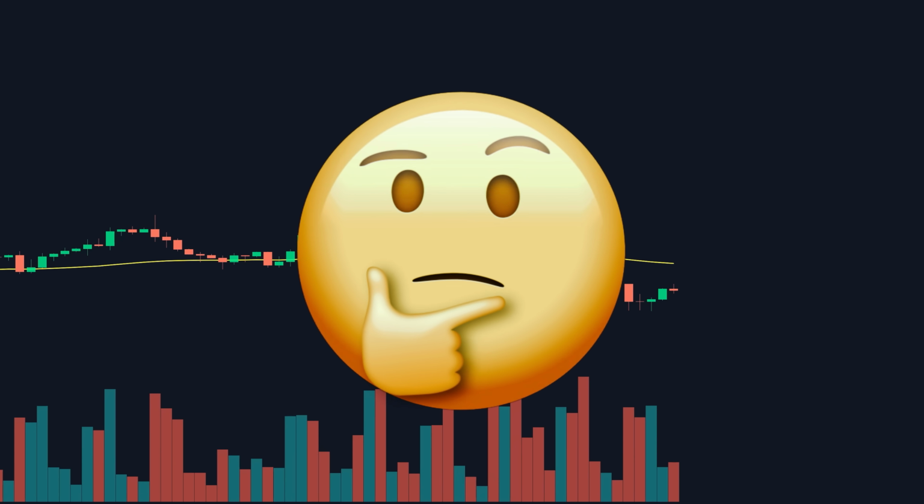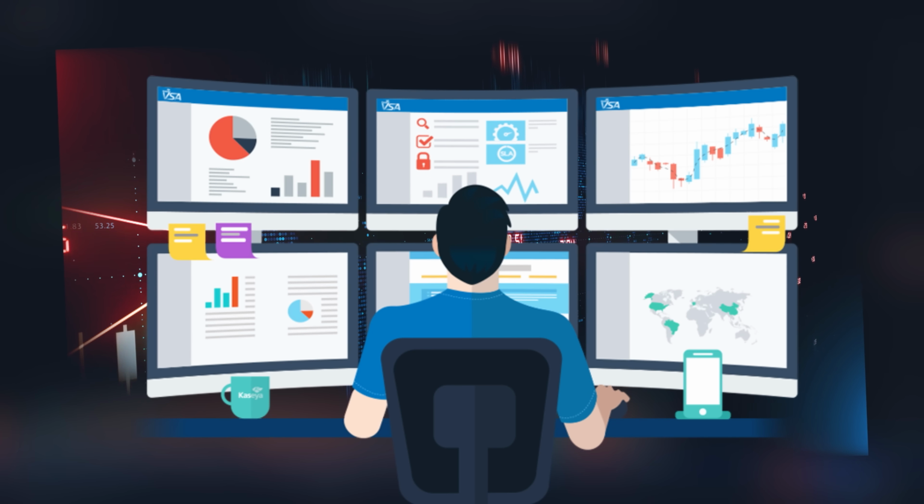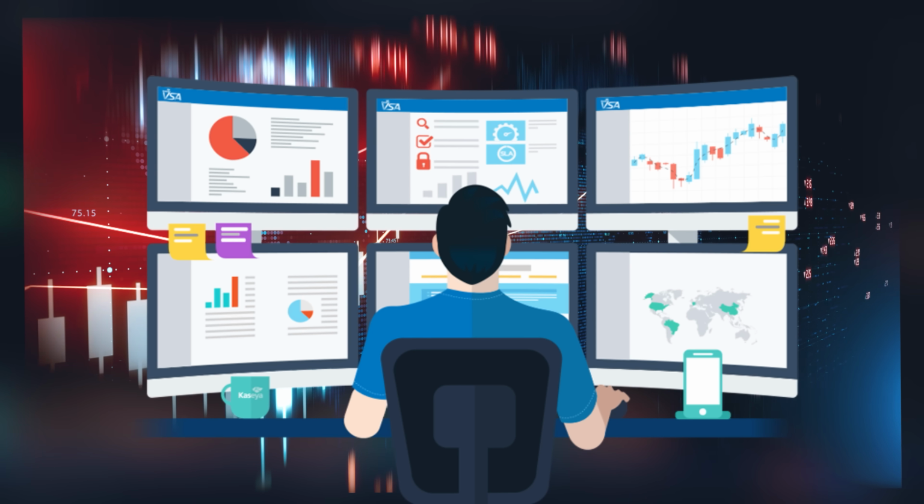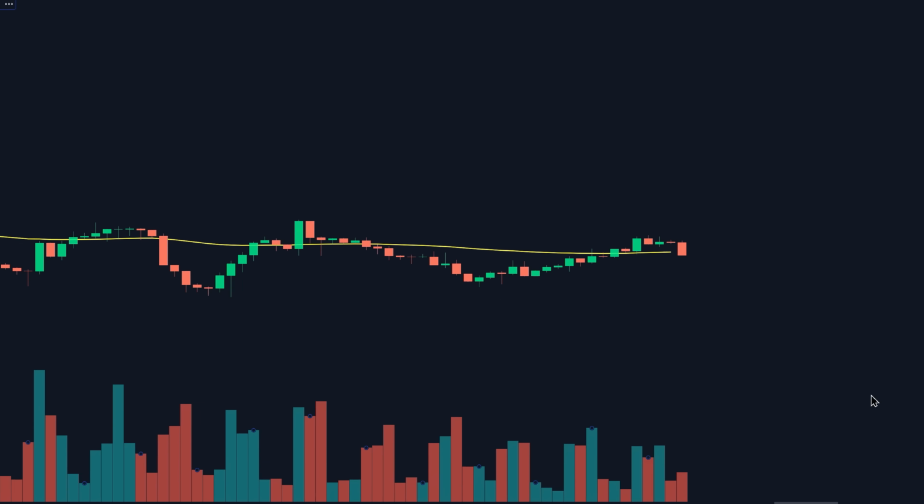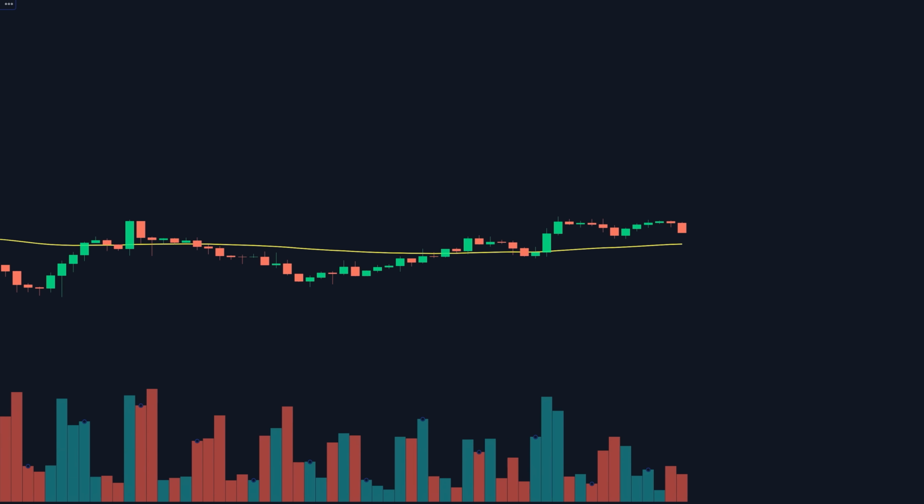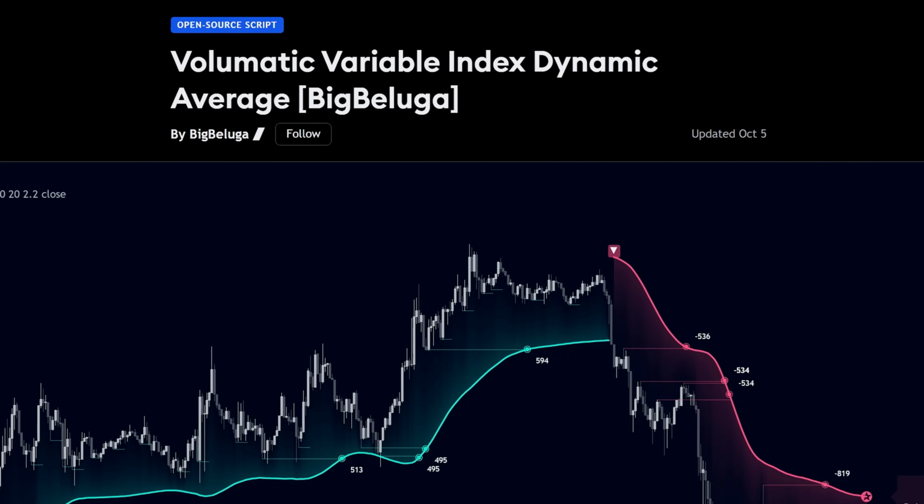But how can we avoid this? Well, one effective method is to incorporate the volume of the price into your analysis. To do that, you would need a trend indicator that can seamlessly blend both trend and volume into one cohesive system. And this is where the Volumatic VIDYA Indicator comes into play.